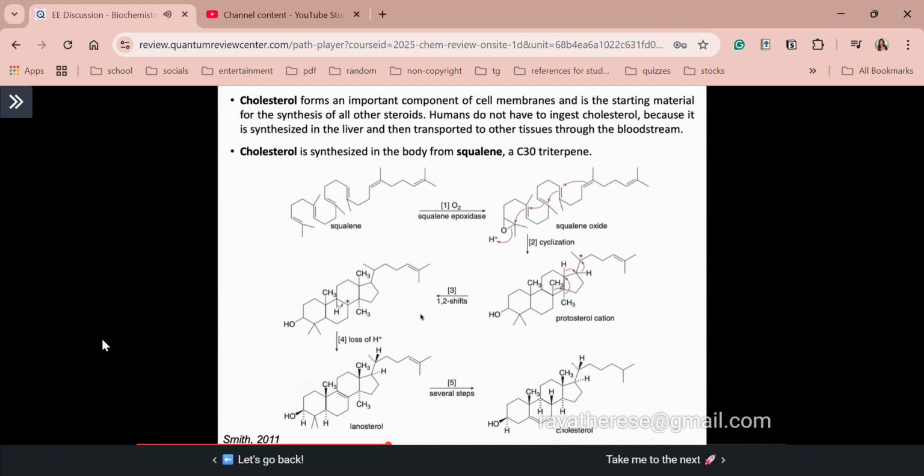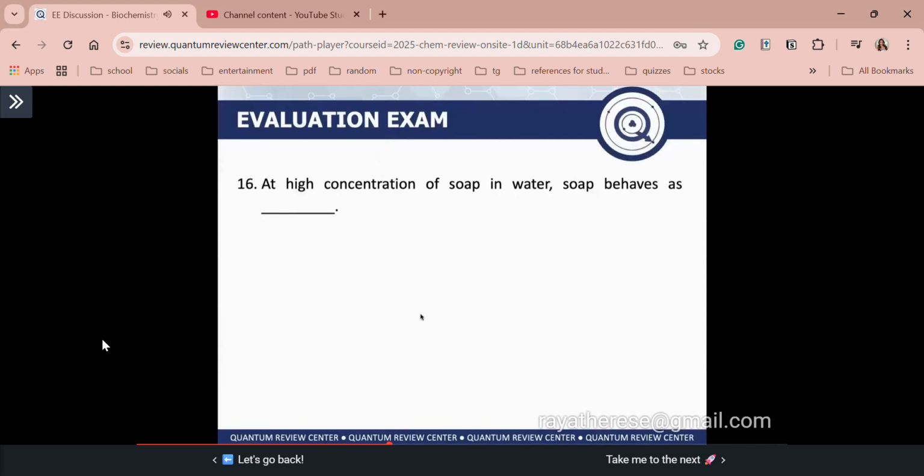So let's proceed with number 16. Sir, it seems we didn't discuss this during the crash course. Yes, class, but this is about your lipid assemblies. So class, at high concentration of soap in water, soap behaves as, do you remember the answer for this item? A, molecular colloid, B, associated colloid, C, macromolecular colloid, or D, lyophilic colloid.